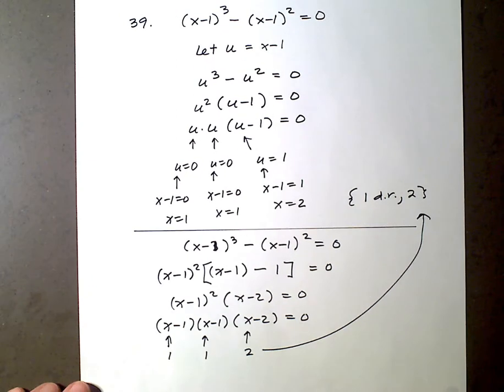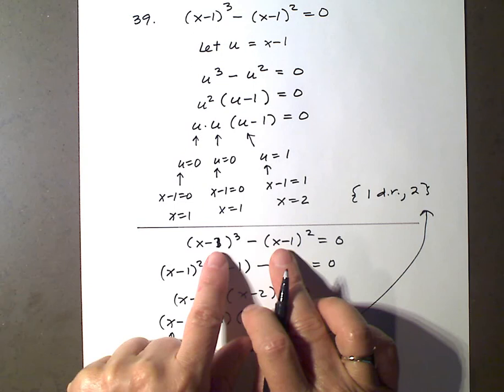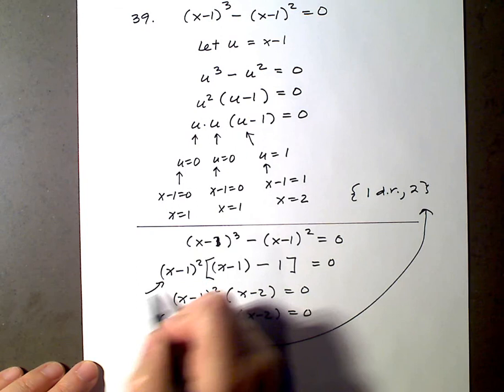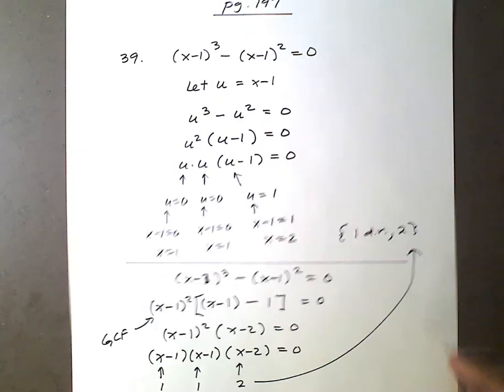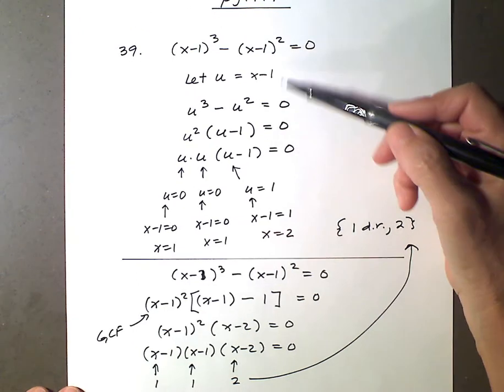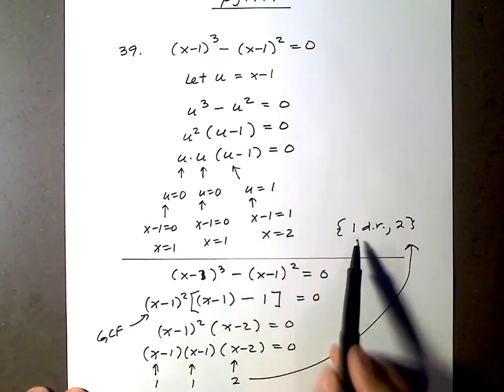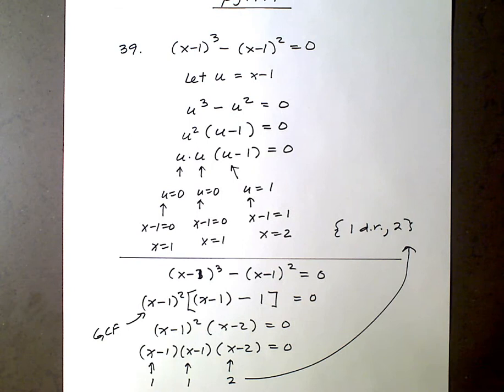So factoring out the common x minus 1 squared, the greatest common factor, that's one way. I really kind of like the idea of using substitution of a temporary value and then plugging it back in at the end. So either way, that's number 39.